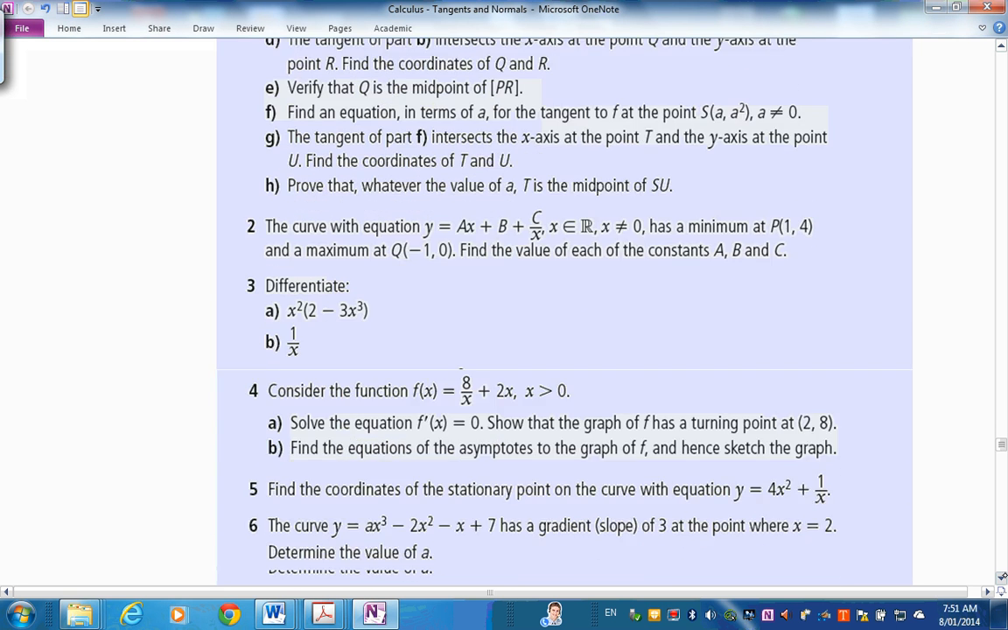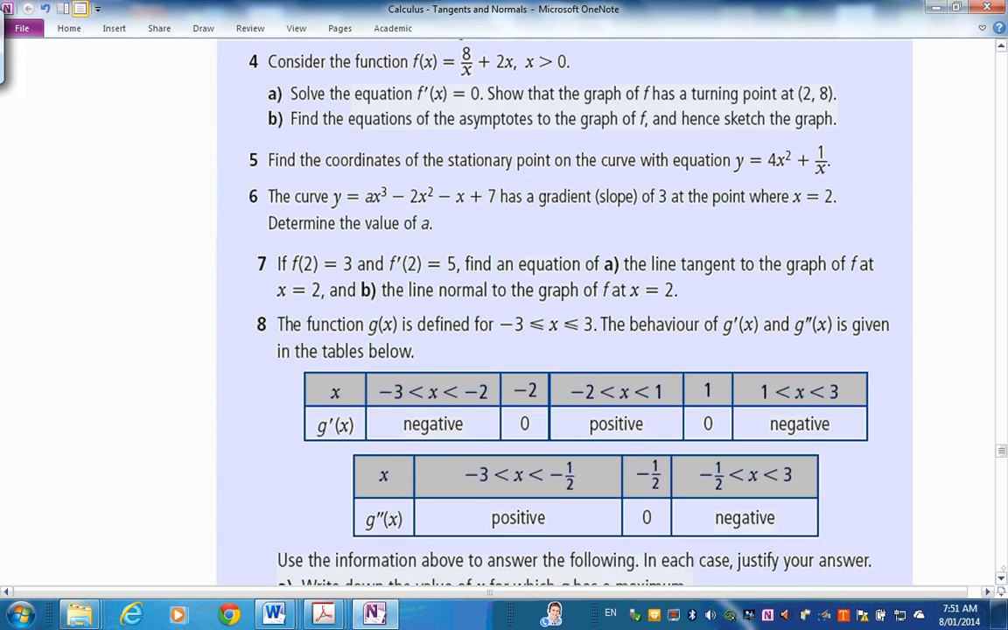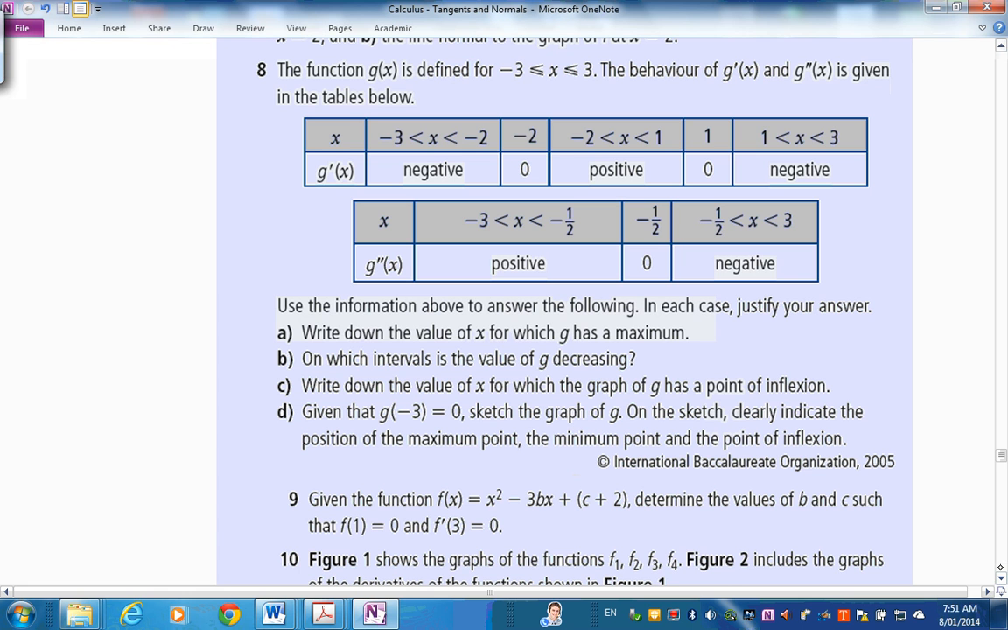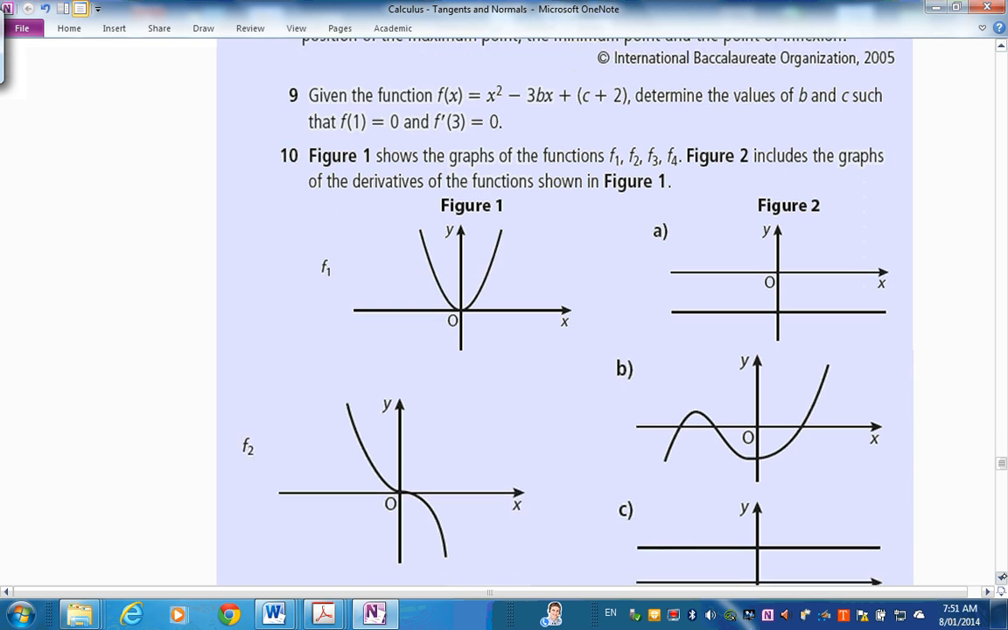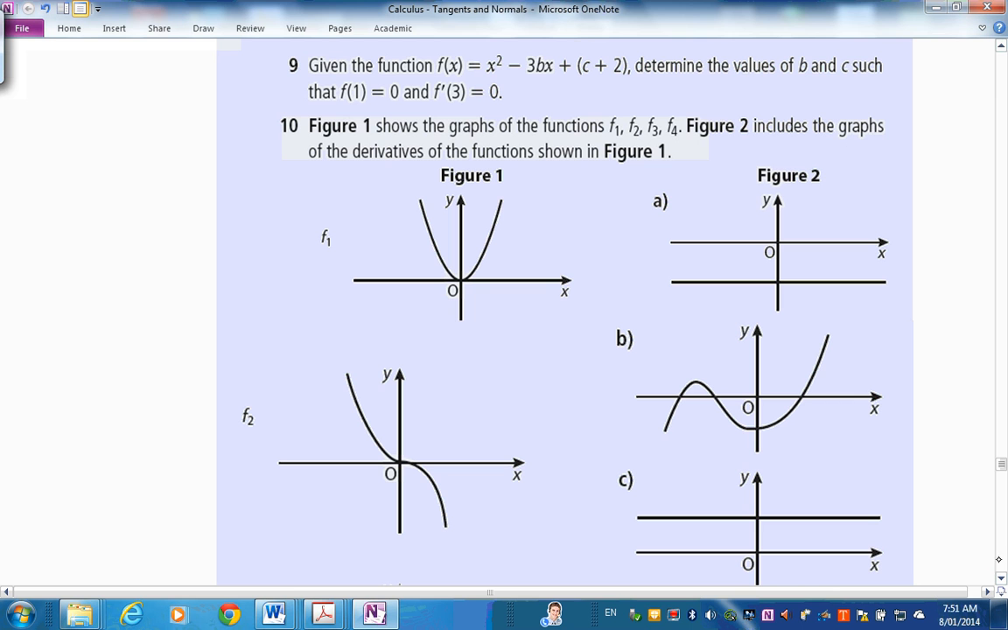And let's go to question 4, 5 and 6, or 4 through 7. 8 continues on, so we'll have a look at that in a minute. 4 through 7. Question 8, there we are. Interesting one, a bit confusing to think about that one. 9 and 10. When we get 9, there's 9, 10. We need a bit more room.